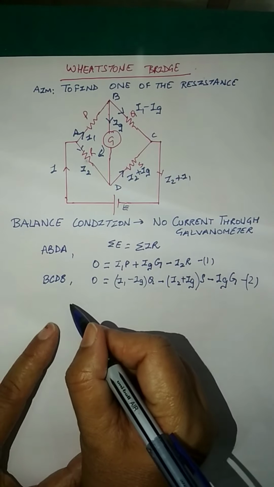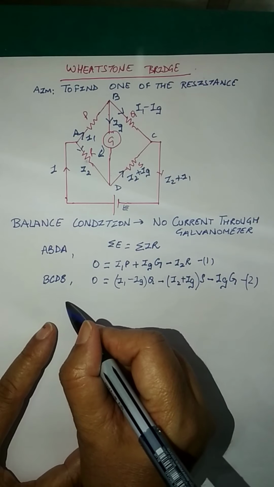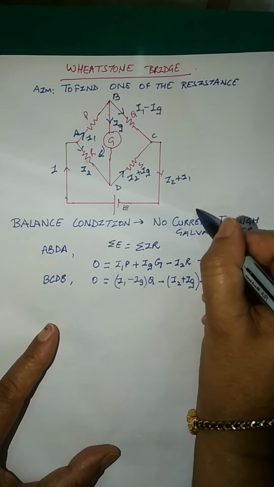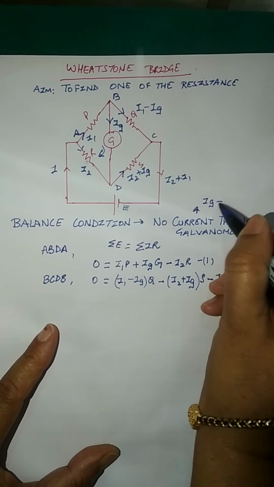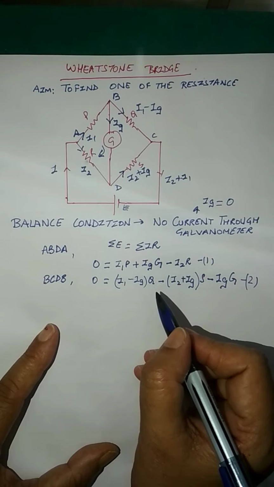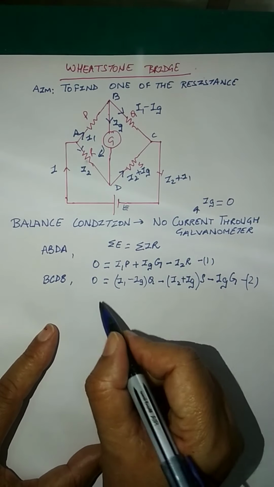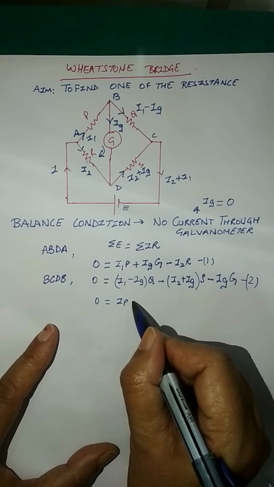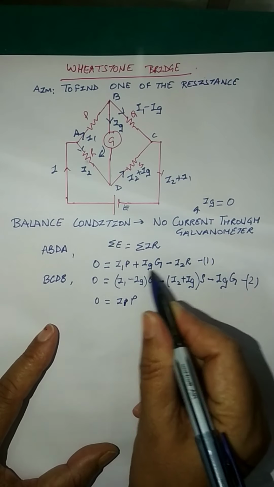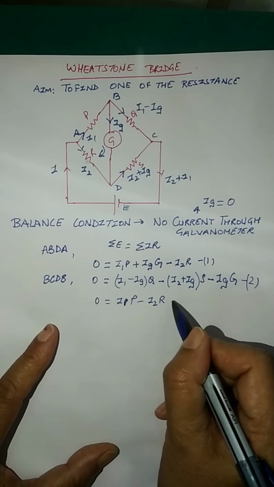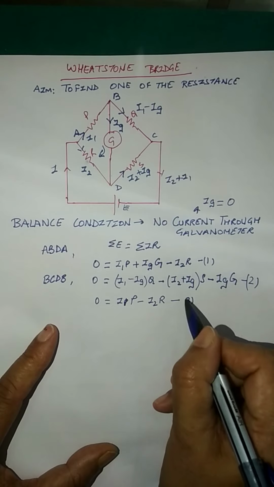Now I'll put the condition which is given to me, that is no current flows through the galvanometer. That means my IG is equal to 0. Alright, so this is the condition we have to find. So let's put in equations 1 and 2, my IG is equal to 0. So from equation 1, 0 is equal to I1 P, I1 P, IG into G will be equal to 0 minus I2 into R. Let's say that's equation number 3.